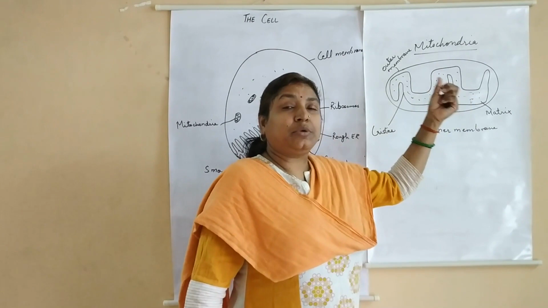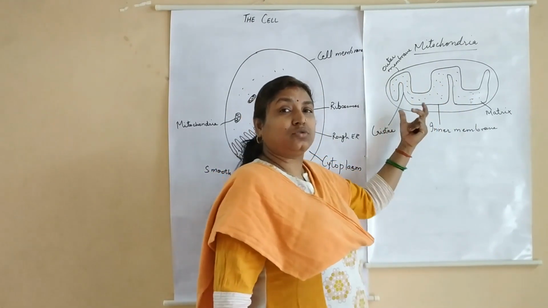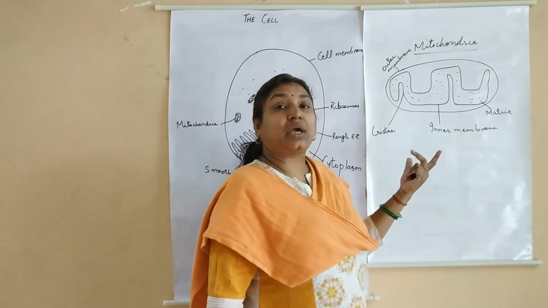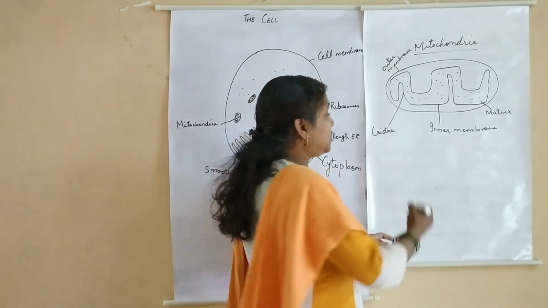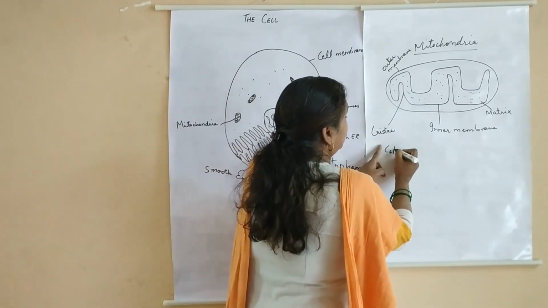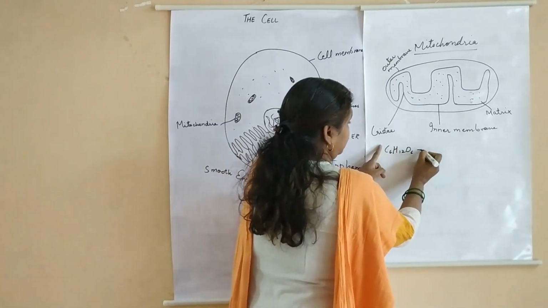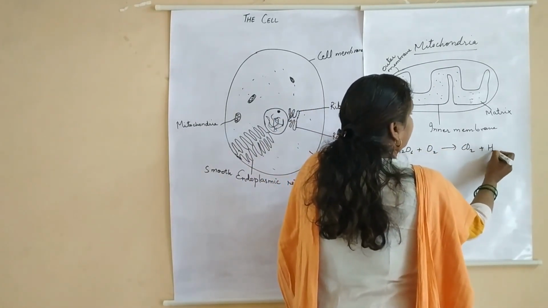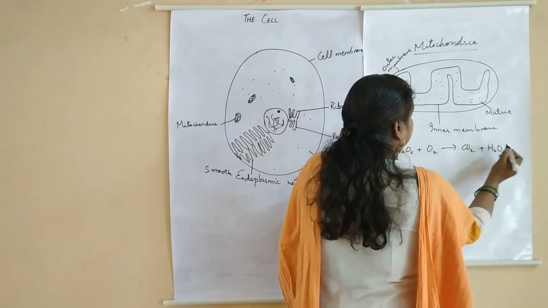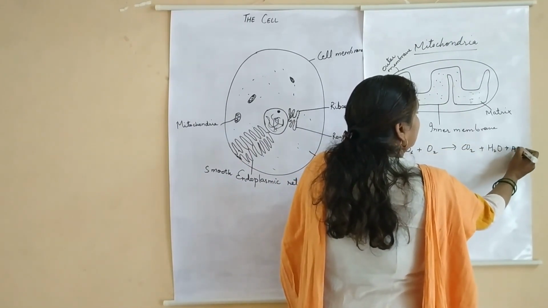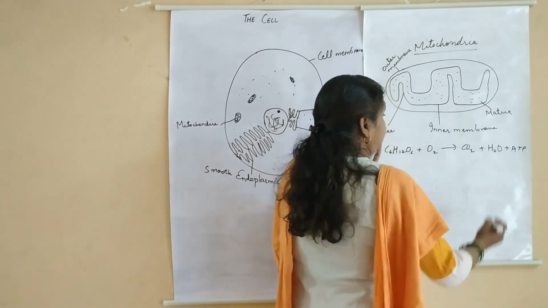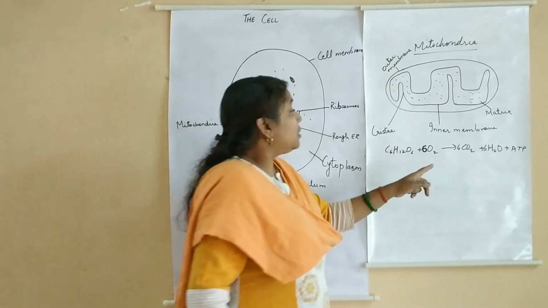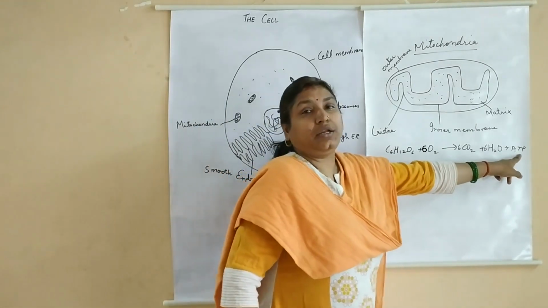Mitochondria have their own DNA because they have to perform a very vital function. So they have their own DNA to replicate itself. And they are responsible for cellular respiration. What is cellular respiration? It is the breakdown of glucose in the presence of oxygen to give you carbon dioxide and water plus ATP. That is your energy, ATP.